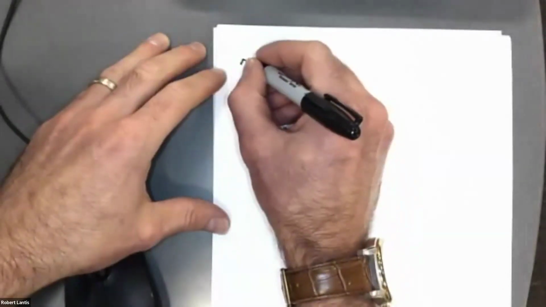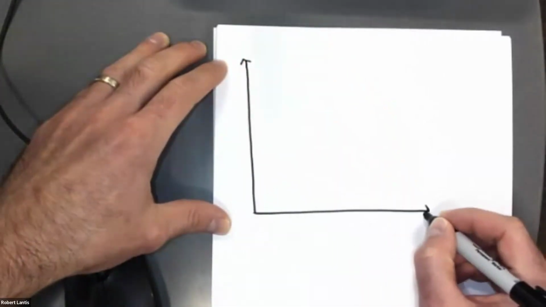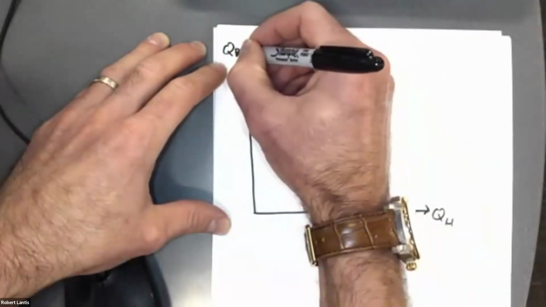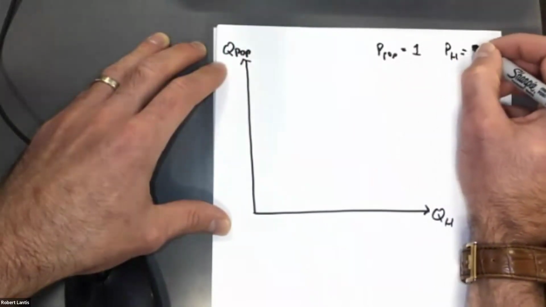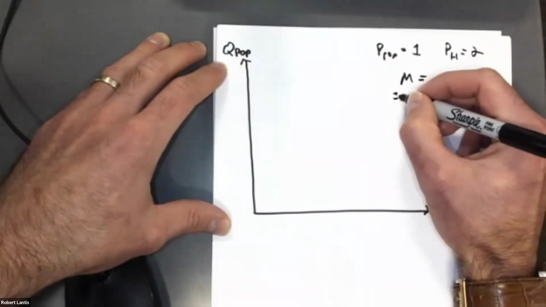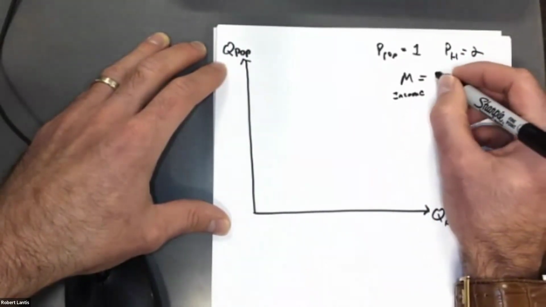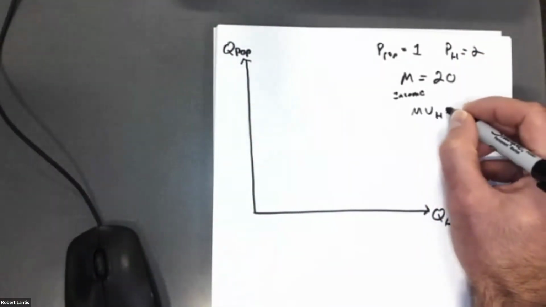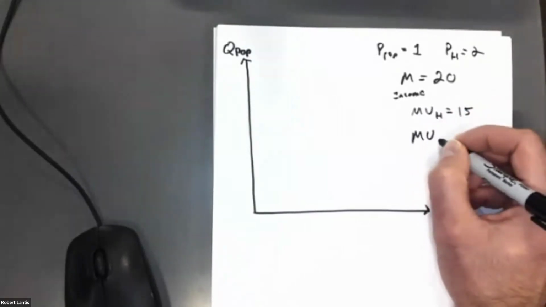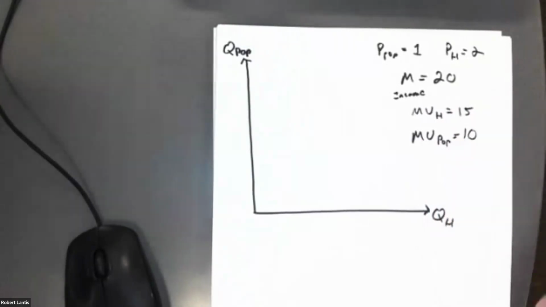Here, it doesn't matter necessarily which good I put on my x-axis. Just to make this a little bit trickier, I'll put hamburgers on my x-axis here, right? So if I'm thinking about quantity of hamburgers, and then I had pop up here, the price of pop was $1, the price of a hamburger was 2, and the income, or M, we usually notate income with M, is 20, okay? And then the marginal utility of the last hamburger consumed was told to us to be 15. Marginal utility of the last pop was 10, okay?